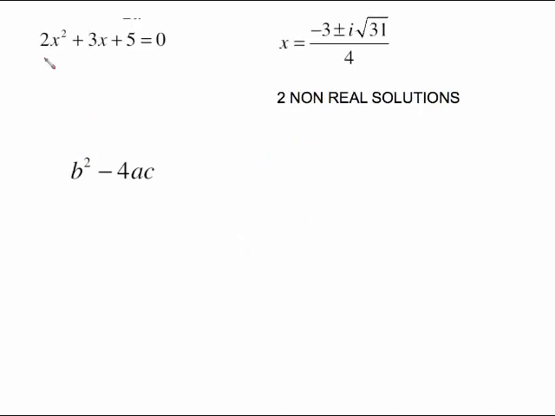Third possibility is, here's our problem. When we solved it using the quadratic formula, we got this, which was imaginary. That's non-real. We have two non-real solutions. Let's verify by plugging in our a, b, and c. b is 3, a is 2, c is 5. Plug all that in, and we have 3 squared minus 4 times 2 times 5, which is 9 minus 40, which is a negative number. Negative 31 is less than 0, and that's what tells you you're going to get two non-real solutions.